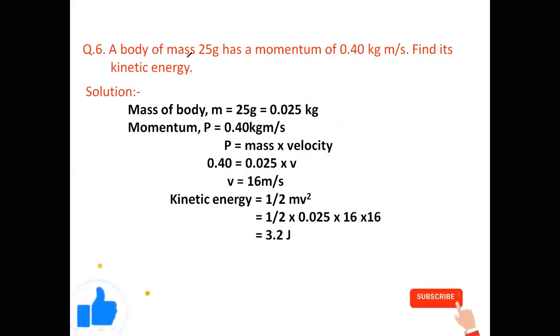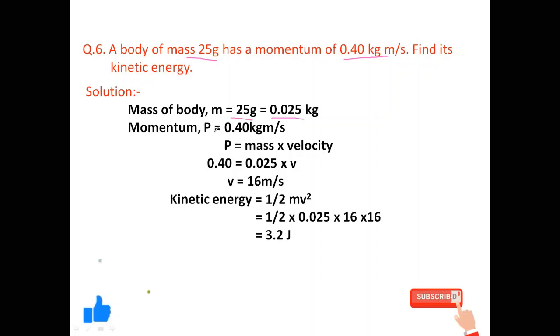Question number 6. A body of mass 25 gram has a momentum of 0.40 kg meter per second. Find its kinetic energy. Okay, there is a body whose mass is 25 gram, and whose momentum is 0.4 kg meter per second. So mass of the body here given is 25 gram. We will convert it into kg by dividing grams by 1000.